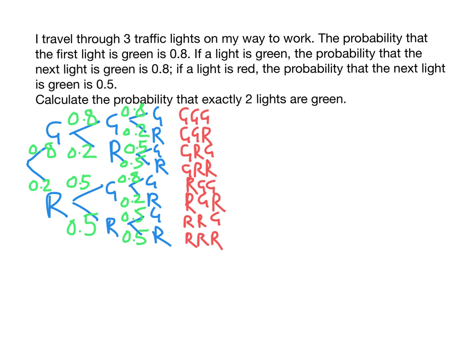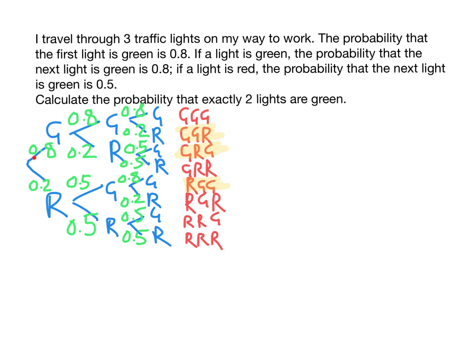All right, now we have to highlight which of the outcomes we're interested in. So we want the probability that exactly 2 lights are green. So let's highlight the ones that have exactly 2 green lights. We've got this one, and this one. So we're only going to calculate the probabilities of these 3. So how do you calculate the probabilities? Well, you just multiply the branches.